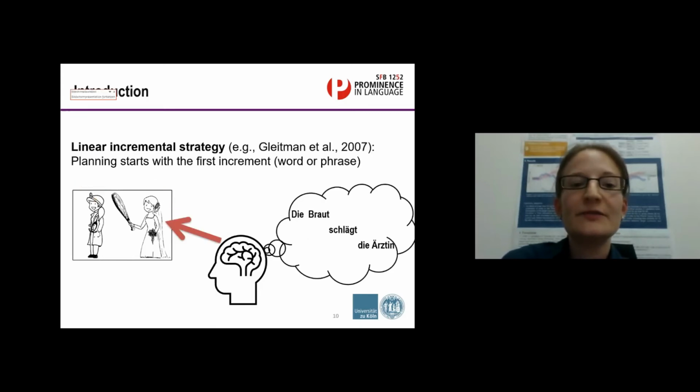Following a linear incremental strategy, a speaker starts with the encoding of the most accessible concept, which then becomes the first increment in the sentence to be uttered, and sentence production proceeds increment by increment. If the grammatical function of the first noun does not have to be indicated by overt case marking, which is the case for feminine nouns, this may lead to linear planning.